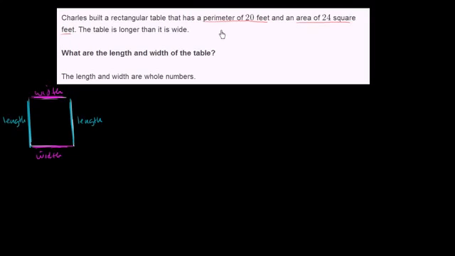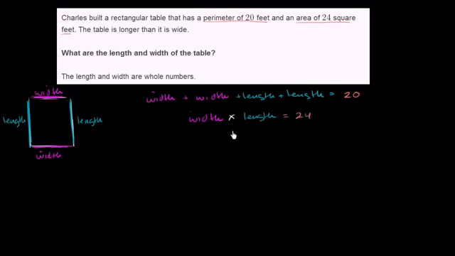Now they tell us that the perimeter is 20 feet, which is another way of saying that the width plus the width plus the length plus the length is equal to 20. And they tell us that the area is 24 square feet. That's another way of saying that the width times the length is going to be 24. So we could write that down. Width times the length is going to be equal to 24.